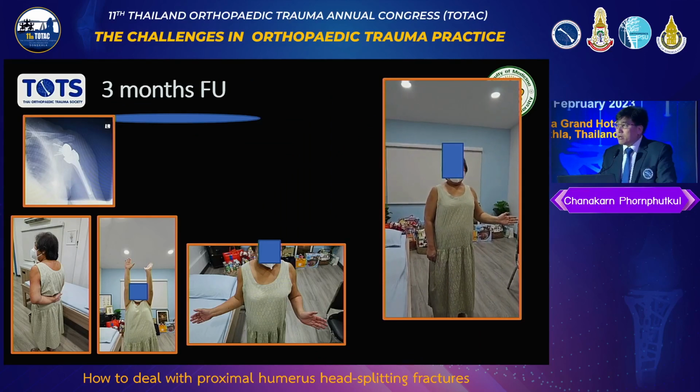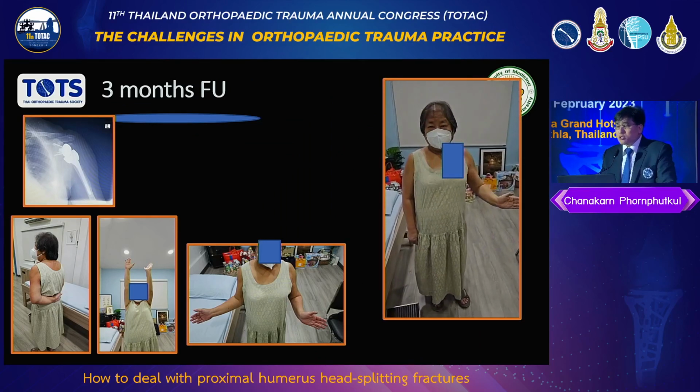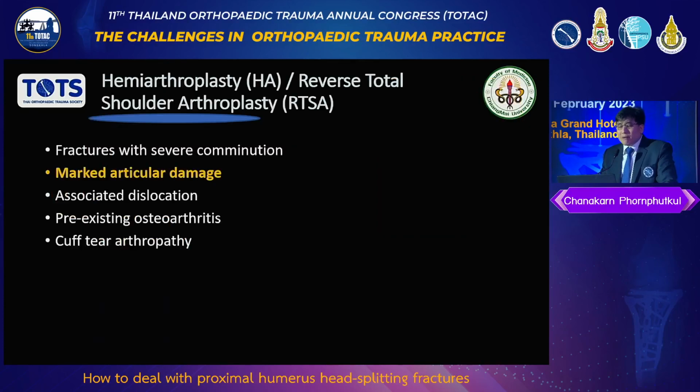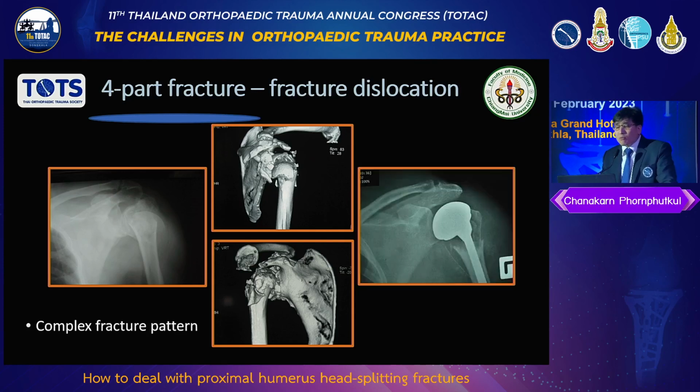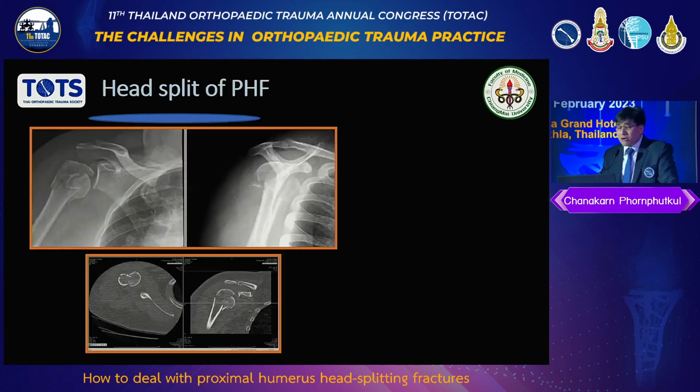In very severe comminution with osteoporosis, so marked articular damage, but the patient has a reasonable greater tuberosity. So what I do is hemiarthroplasty, and you refix the greater tuberosity, because the greater tuberosity is the key. If you can save it, it has good quality, and you can create a healing. You get good function.